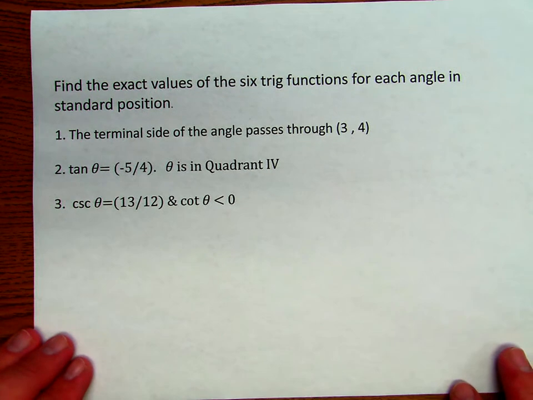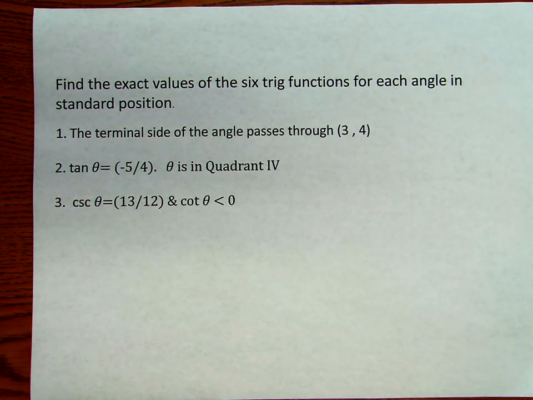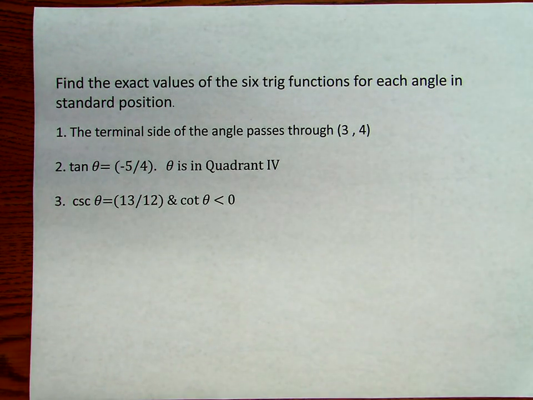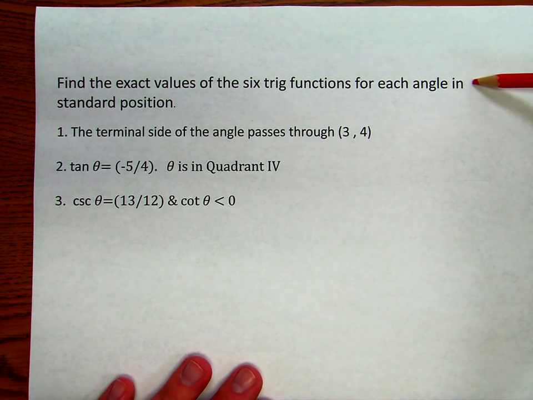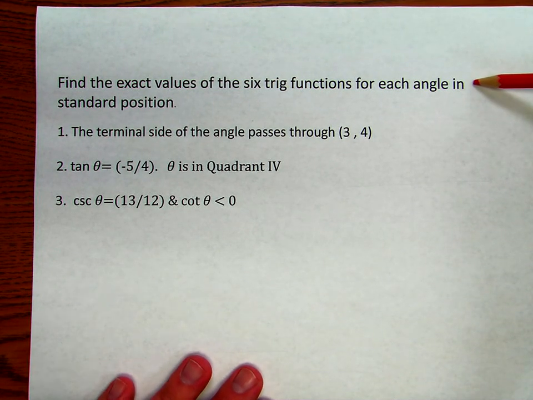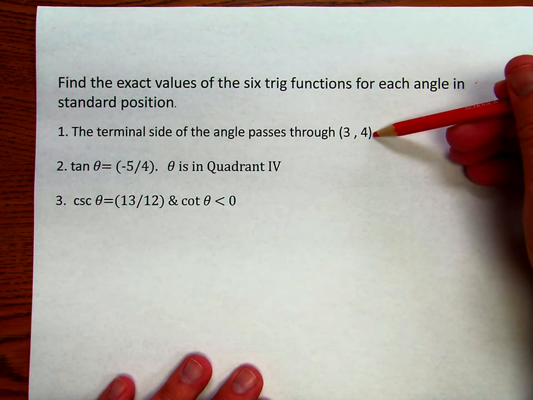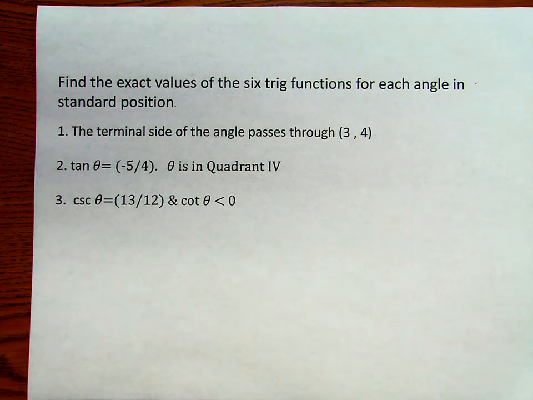All right, finishing up here with what types of problems you are responsible for from today. So the instructions are to find the exact values of the 6 trig functions for each angle in standard position. So for problem number 1, it's telling us the terminal side of an angle passes through the point 3, 4. So I already drew out a sketch for this.